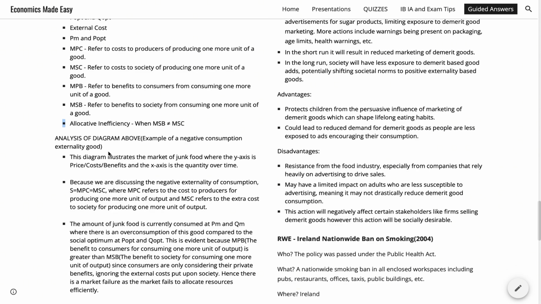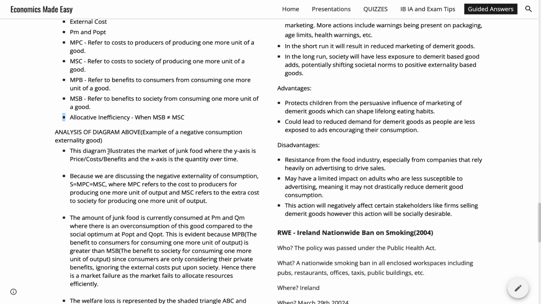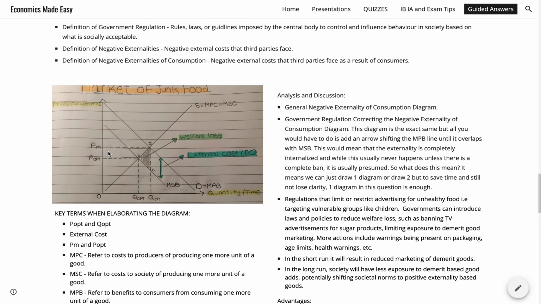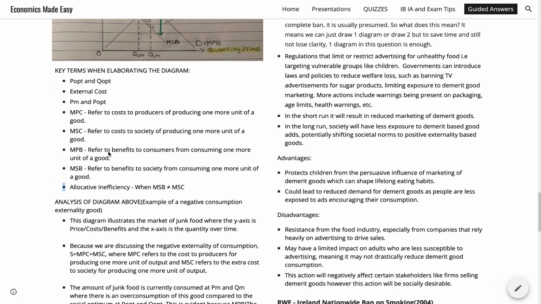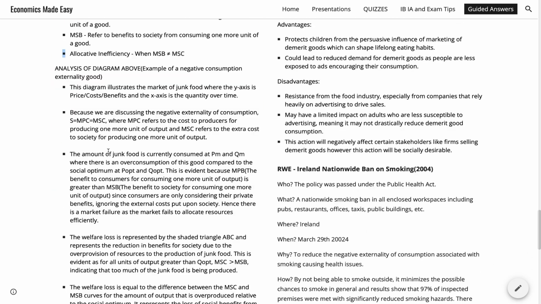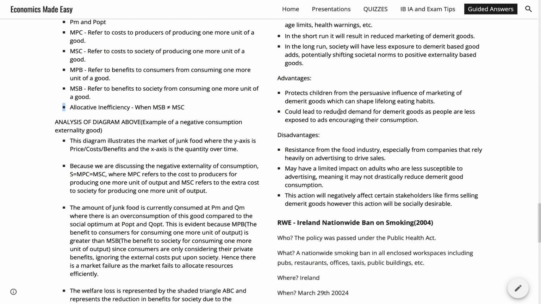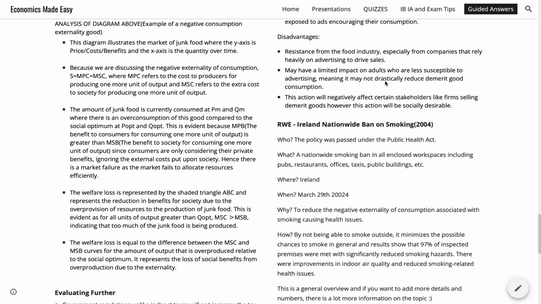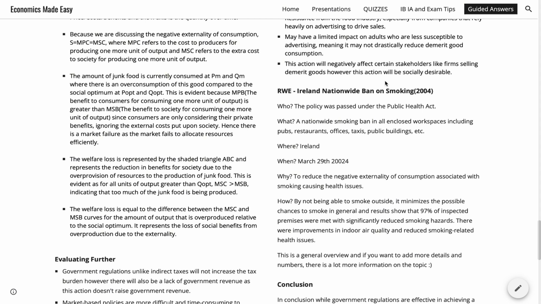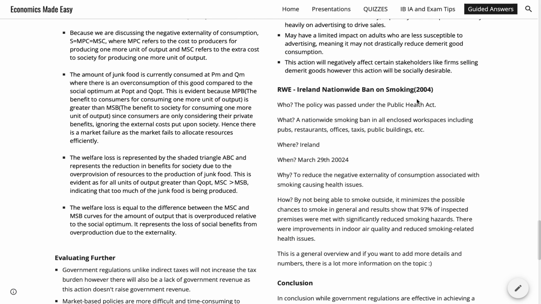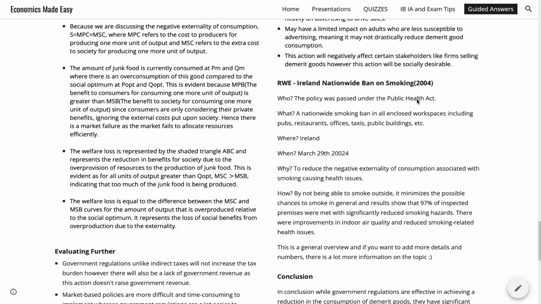Then here there's an analysis of the diagram above. I talk about the welfare loss. There's just an example of junk food specifically, which I chose as an example, but you could choose anything. It's honestly the same logic. Then of course here are the advantages and disadvantages, and also the real world example. So I chose the Ireland nationwide ban on smoking. There's several other real world examples, but to me this was very simple and easy to remember.